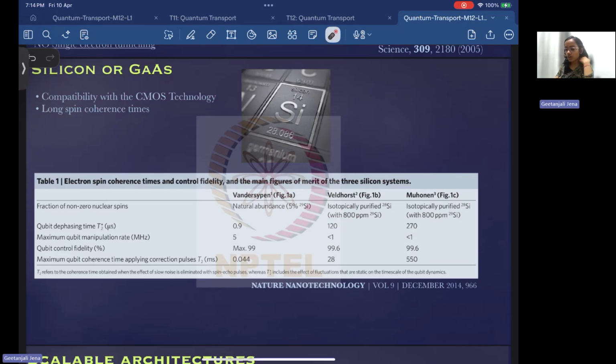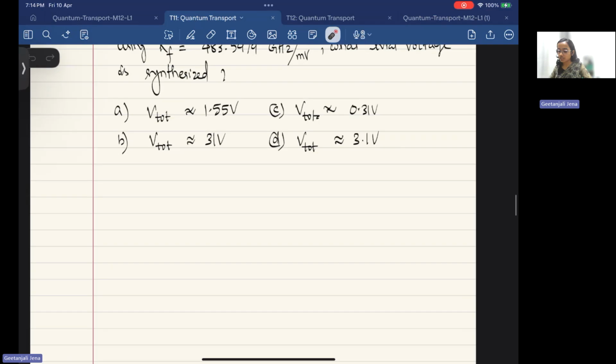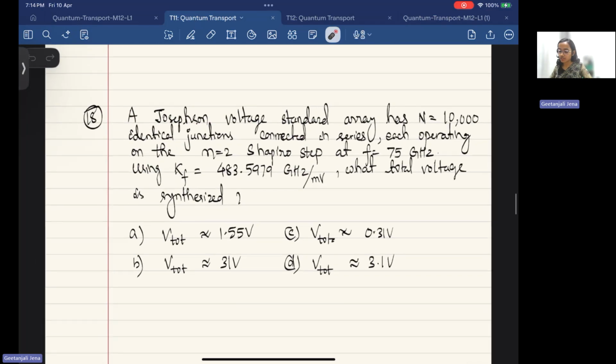Okay, so this is all about the qubit that was discussed in our last week. Let us see a few of the problems related to it. We'll first solve a few problems that were left in our previous live session. Then we'll move to the questions related to week 12. So this is the first question that we have.